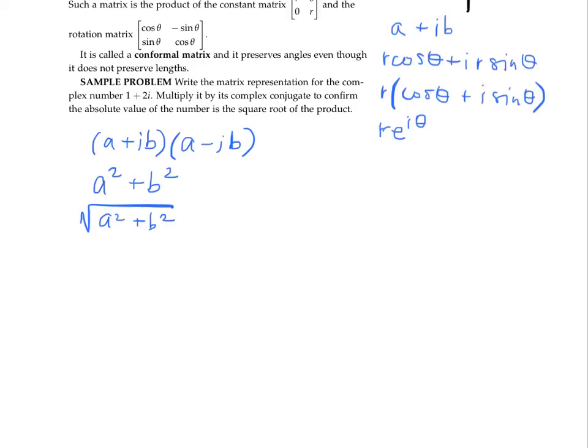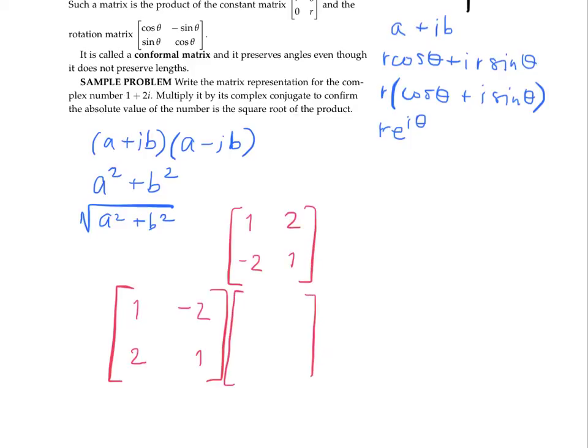Now the conformal matrix representation of 1 plus 2i, remember we have the real component here, the coefficient on the imaginary term here, and then we have negative 2 and 1 here. We're going to multiply by the matrix representation for the complex conjugate, which will be 1 and negative 2, positive 2 and 1. So now when we multiply, we have 1 times 1 plus negative 2 times 2, which is 4. So we have 5 up here.